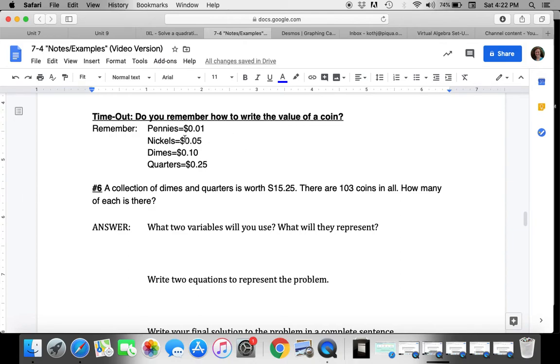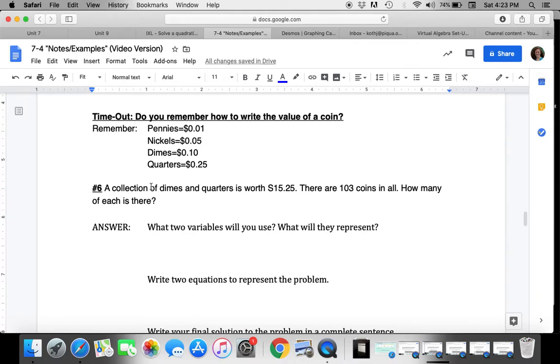Now we're back to do part 2, just a few more examples that we need to get through. Before we try and do this next problem, I need you to remember the value of each type of coin. Remember, pennies are 1 cent, nickels are 5 cents, dimes are 10 cents, and quarters are 25 cents. We need to use that information in this next set of problems.